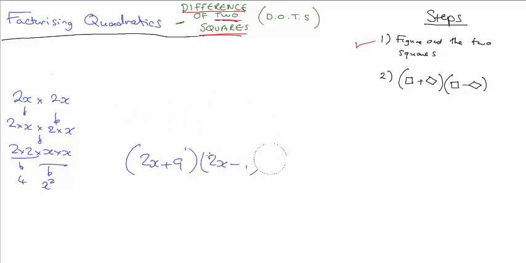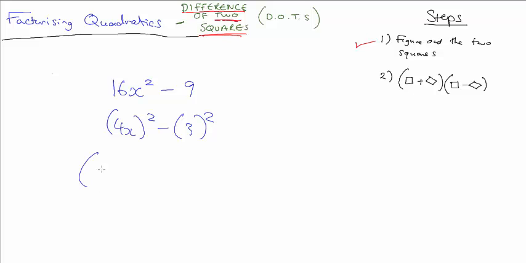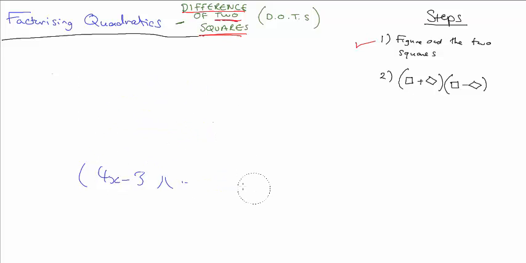Let's factorize one more. We'll just give you 2 more. Easy one: 16x squared minus 9. Now that one is 4x being squared, and this is 3 being squared. So the answer is 4x minus 3, 4x plus 3. See, it doesn't matter which way I put the negative. I just thought I'd show that to you.